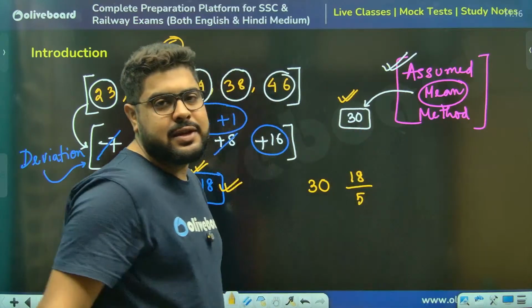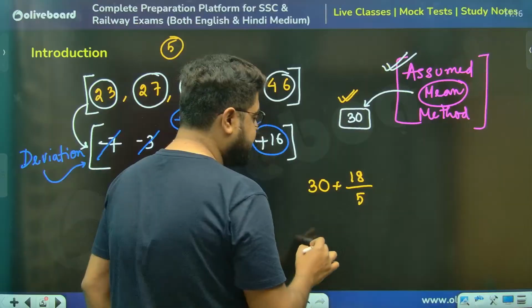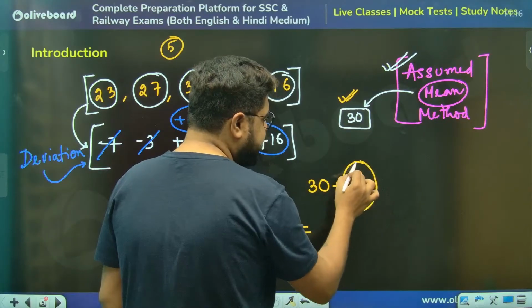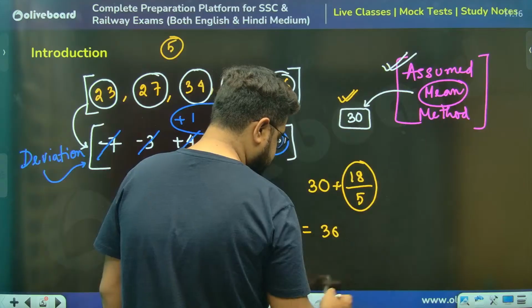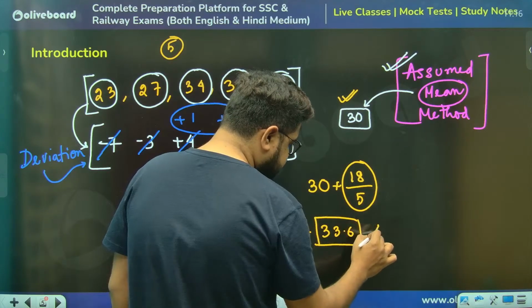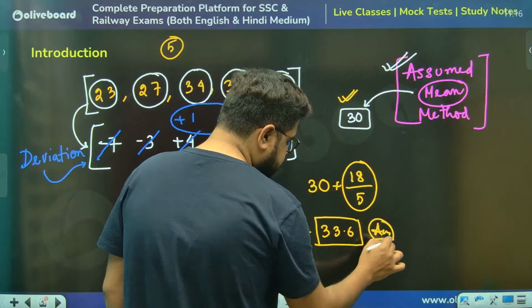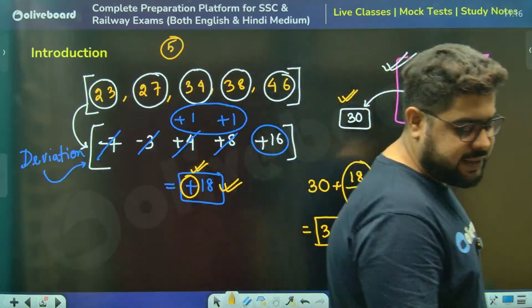Done, sir. Now plus or minus, it was plus. So you put plus here. So 18 by 5 means 36 by 10, 3.6. So it is 33.6. You see, we got the same answer. We got the same answer, sir. We got our same answer. Yes or no?